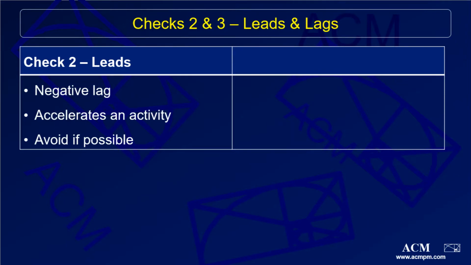The second check that we will complete is for leads. A lead within a project is also known as negative lag and can cause serious problems when calculating dates. There should not be any leads within a proper CPM schedule.